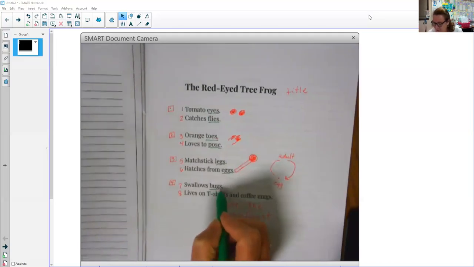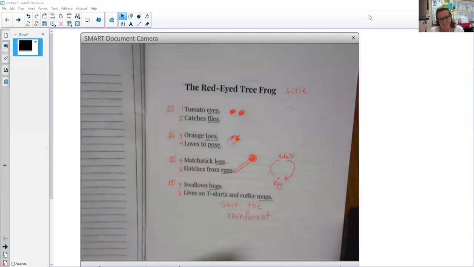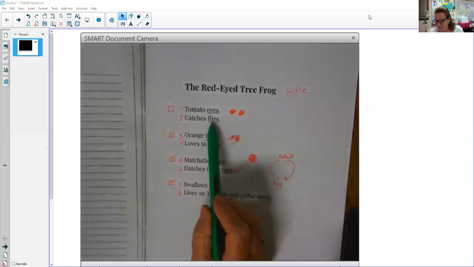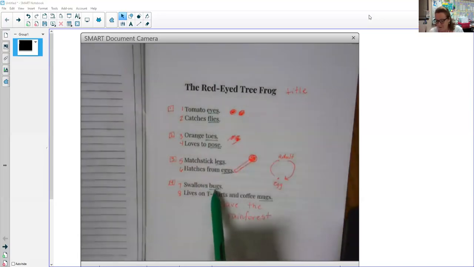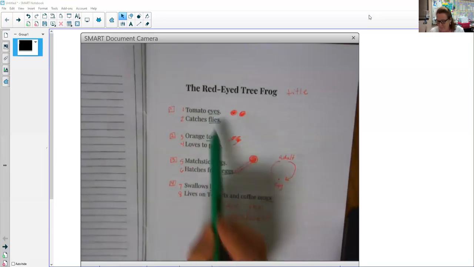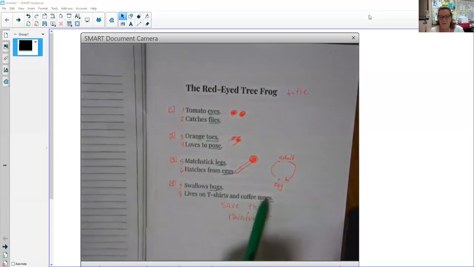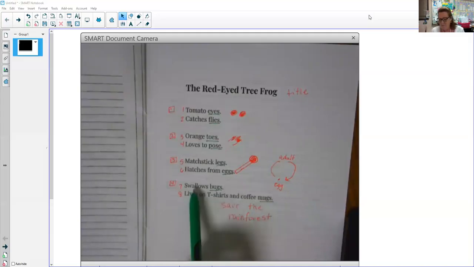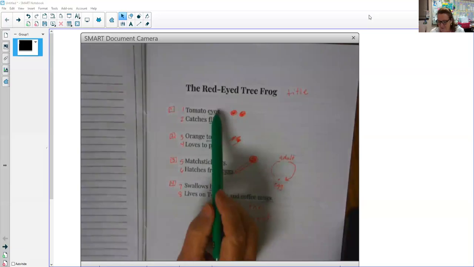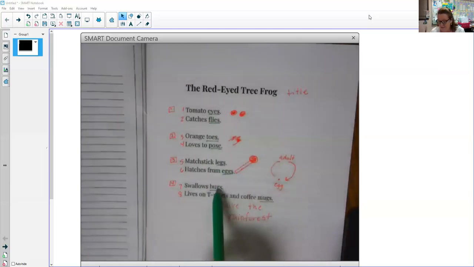And bugs and mugs. I think that's probably why they said catches flies and swallows bugs, because we knew he ate flies up here. But swallows bugs rhymes with coffee mugs. So I think they said lives on t-shirts and coffee mugs and then went back and said, oh, I gotta add something. So swallows bugs. And I think that's how the person got to rhyme those two things, so that each stanza has rhyming words at the end of the lines.